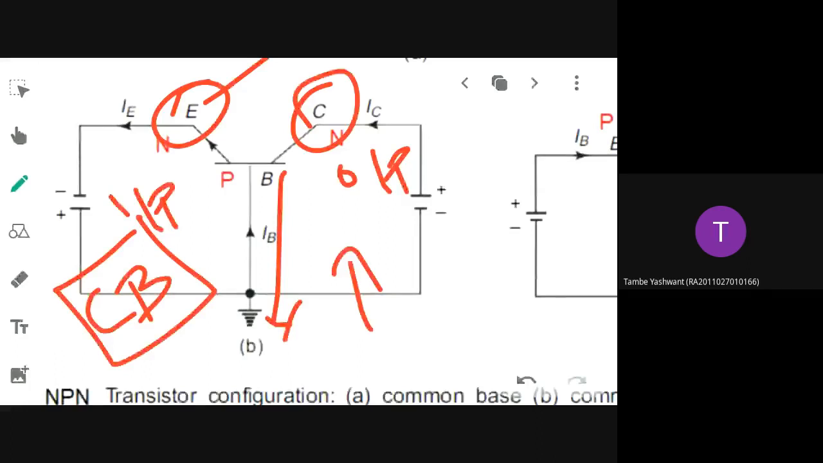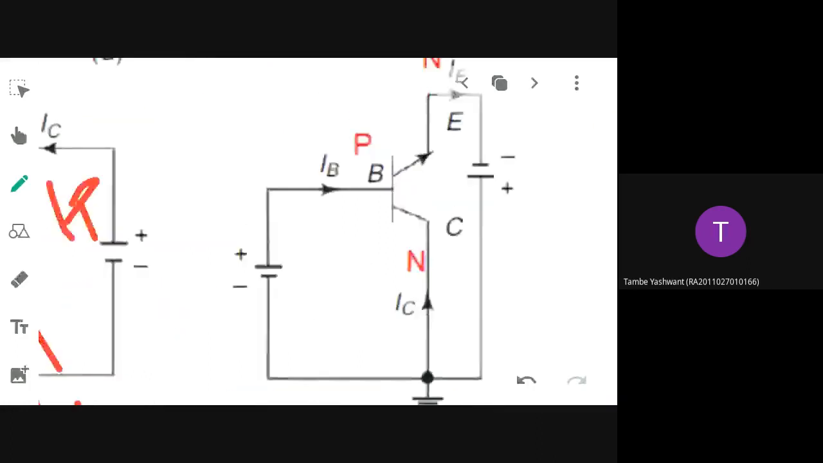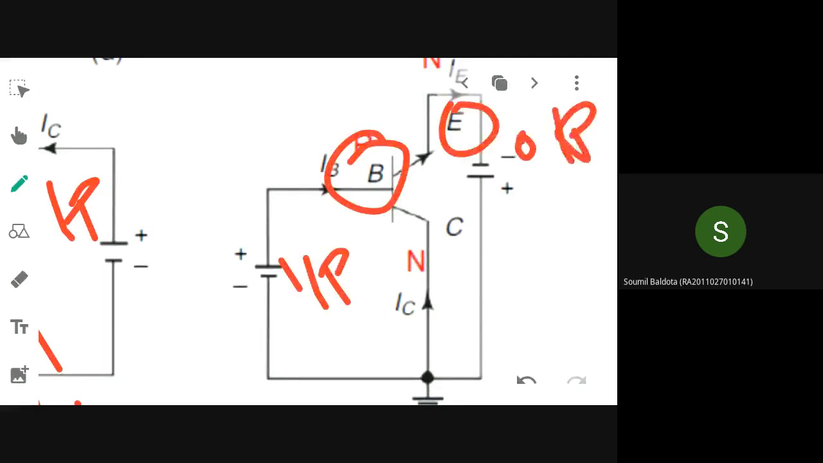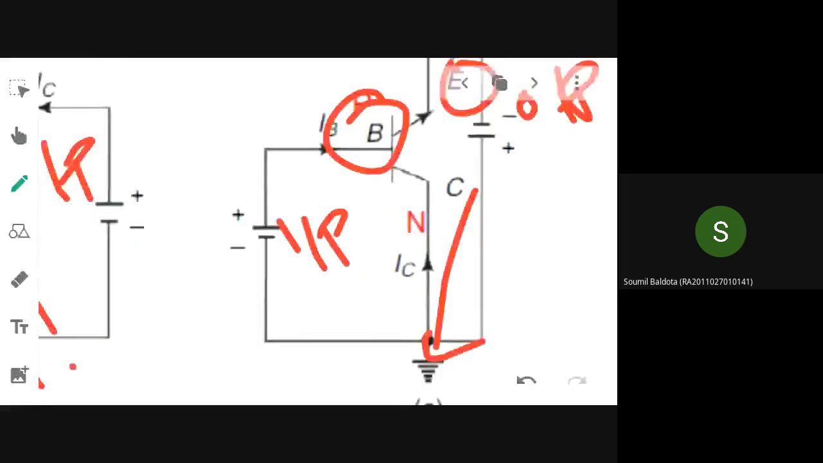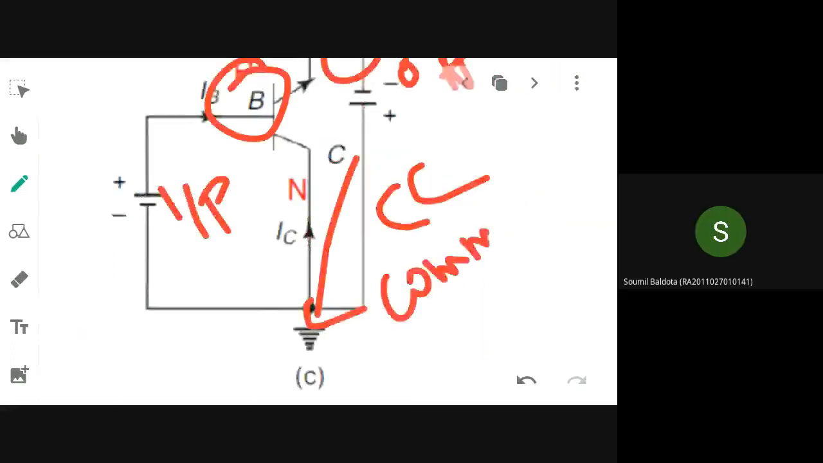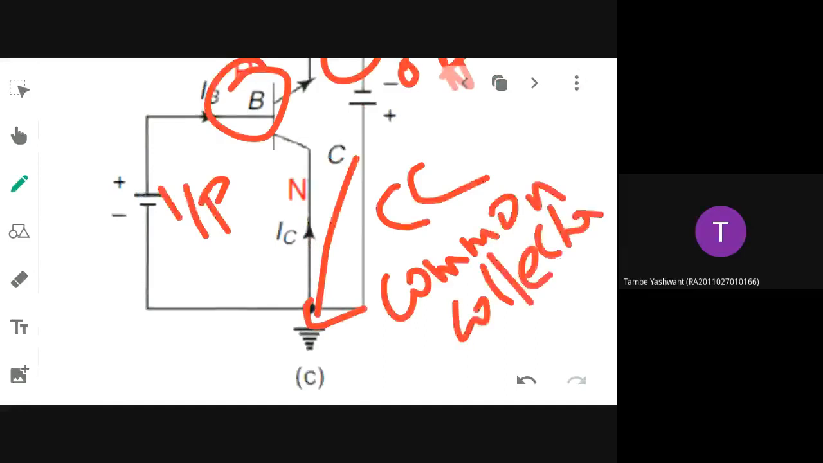So the third diagram. What can you say about the third diagram? Base is your input and emitter is your output. And what terminal is grounded here? Collector. So what configuration is this? CC. CC means what? Common collector configuration.